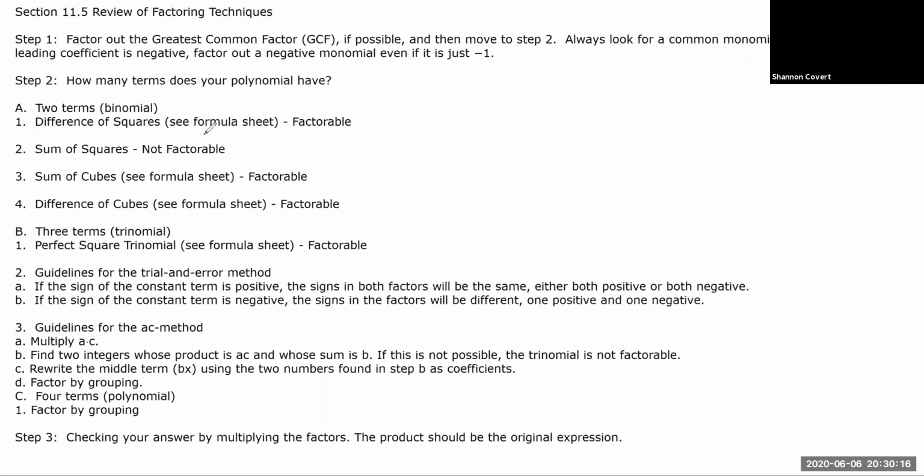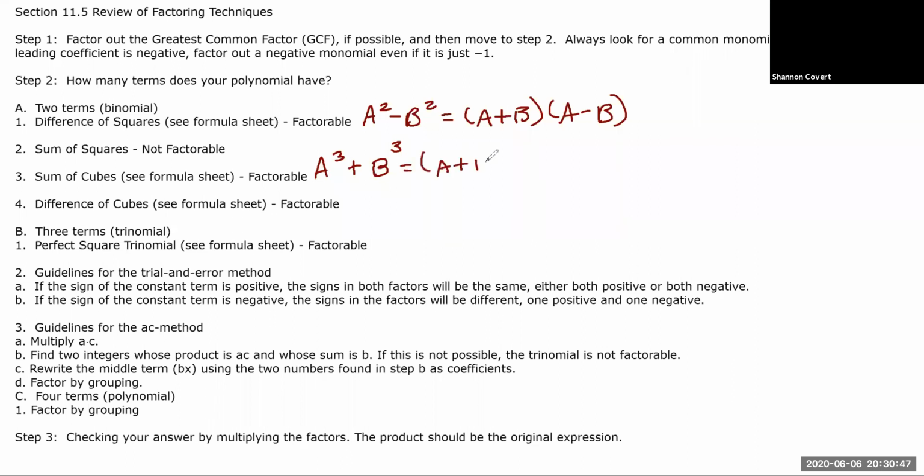So a difference of squares is going to look like a squared minus b squared. So both terms are going to be perfect squares, and then that factors into a plus b times a minus b. All right. Remember, sum of squares isn't factorable. Sum of cubes looks like a cubed plus b cubed. So both of those are perfect cubes. And this factors into a plus b times a squared minus ab plus b squared.